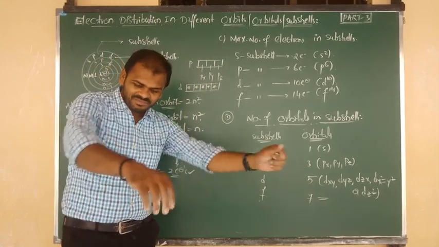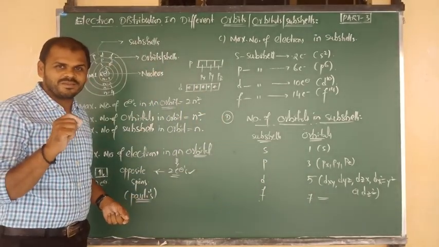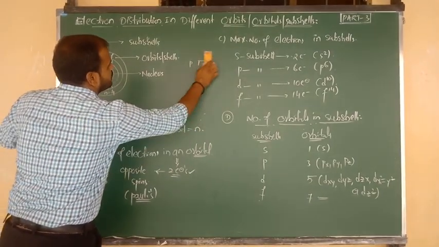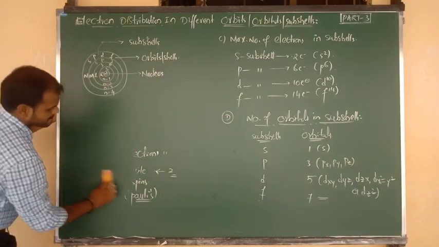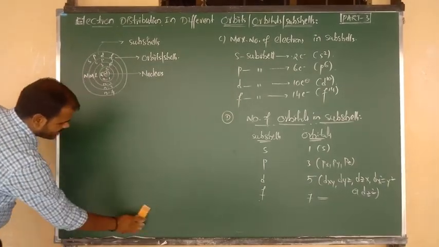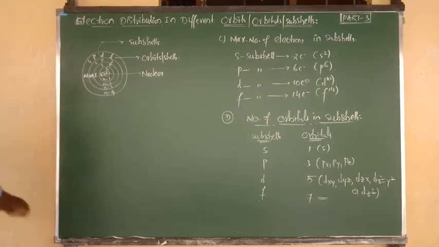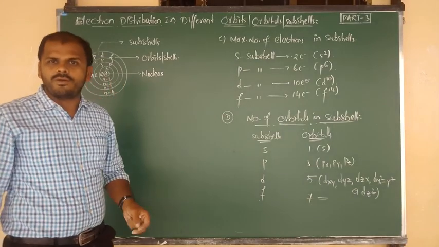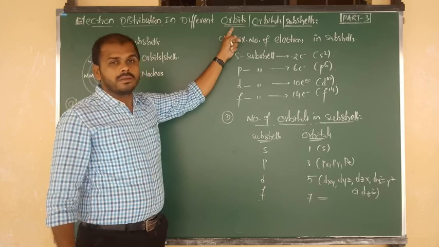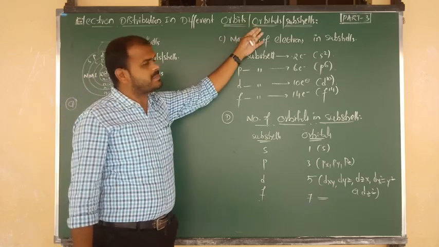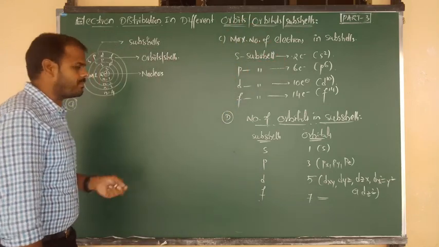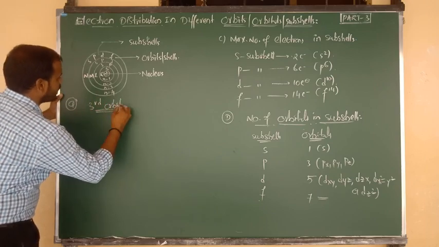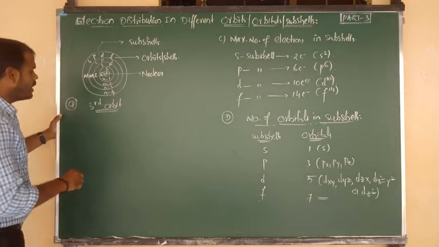Okay na? Good. Now one question I want to ask you. You have to say the answer, beta. The question is, find the number of electrons, orbitals and subshells in a particular orbit. First, suppose the orbit is the third orbit. In the third orbit, how many electrons are there?